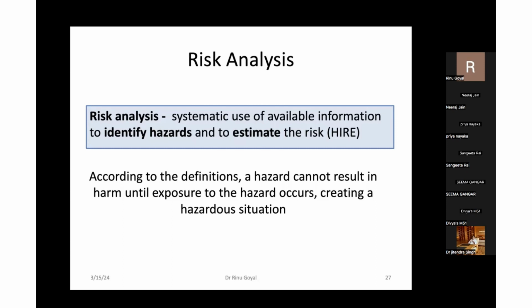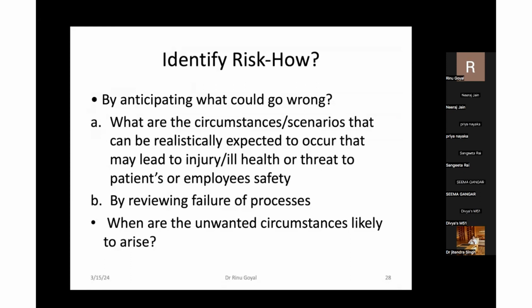So according to the definitions, a hazard cannot result in harm until exposure to the hazard occurs. If an acid bottle is kept there in the corner, it is not going to cause harm. But if we open it and throw it on some person, it will be a hazard. So this hazardous situation should not occur. We have to work on that. Now there were two terms, identify risk and estimate risk. Identifying risk is by anticipating what could go wrong.